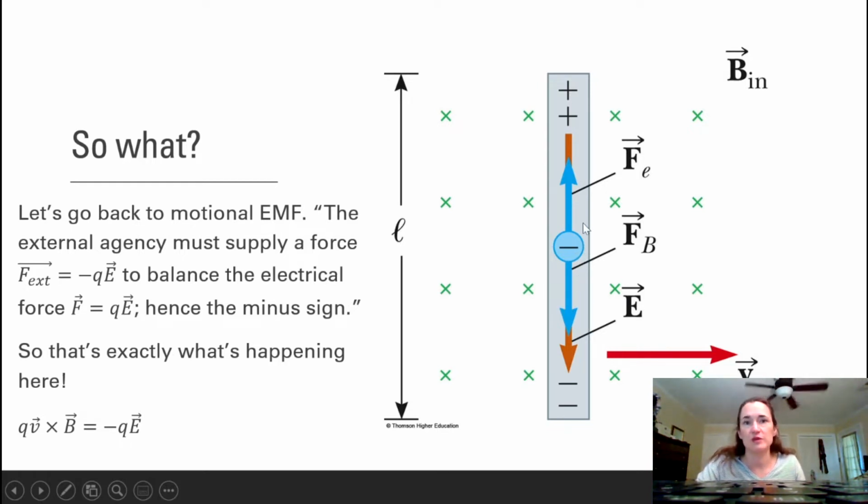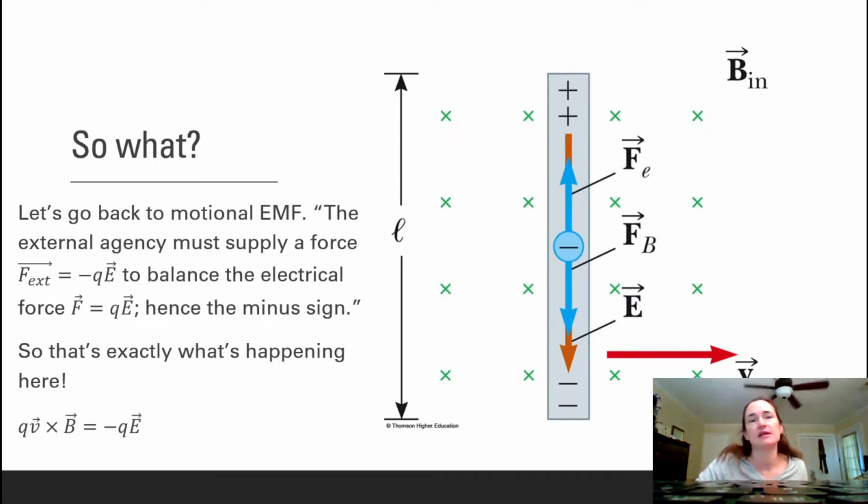And the upward force would be from QE, all right? And they balance eventually. And then they just stay where they are and you maintain a certain voltage. Now, if you have a problem where the bar is sitting on some conducting rails, then the charge keeps moving, and the charge carriers will move through the circuit and power some external load, okay?